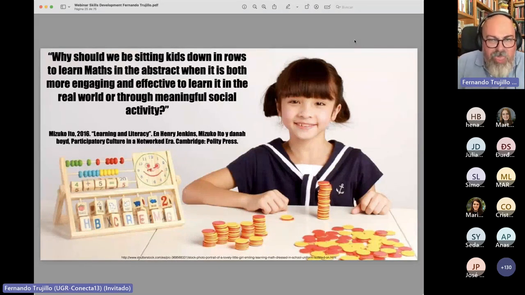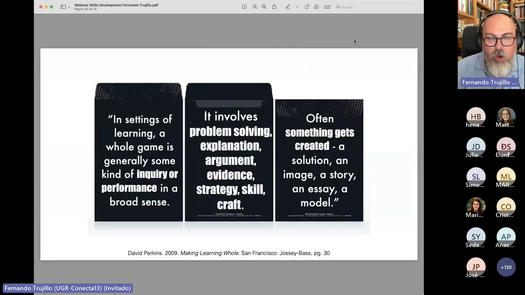That is the question which makes us teachers need new teaching platforms, new ways of understanding teaching, so that we can bring efficacy to our teaching task. David Perkins, in his book Making Learning Whole, explained this new way of teaching as playing the whole game. And he wrote, in settings of learning, playing a whole game is generally some kind of inquiry or performance in a broad sense, and it involves problem solving, explanation, argument, evidence, strategy, skill, craft, and often something gets created, a solution, an image, a story, an essay, a model.